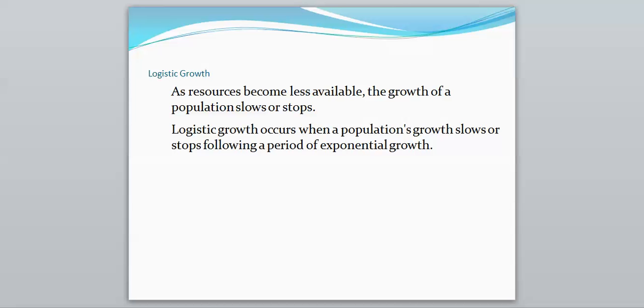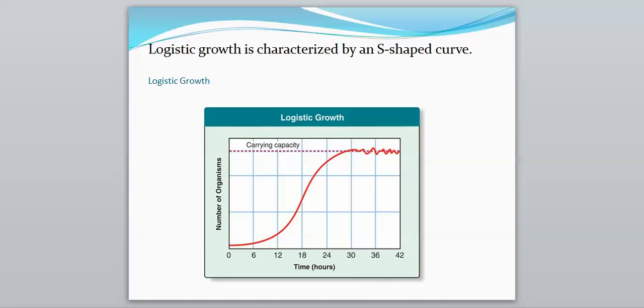So again, exponential growth is when it just takes off, huge numbers, and they're constantly reproducing, constantly making more, but that cannot happen forever because resources are not unlimited. So once it finally tops off, logistic growth occurs, and that's what the curve would look like. We can see the number of organisms right here at 6, 12, then it shoots right up, and then it levels off right here, and that is what logistic growth is.